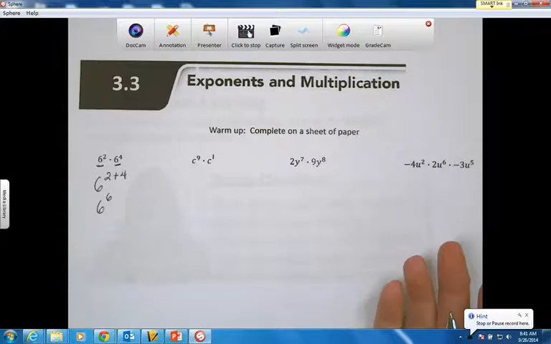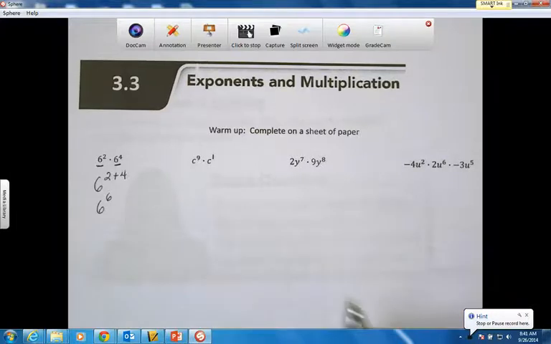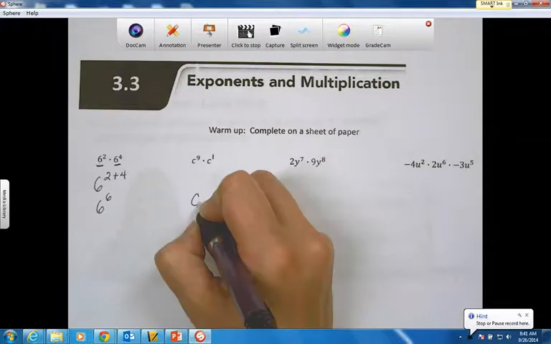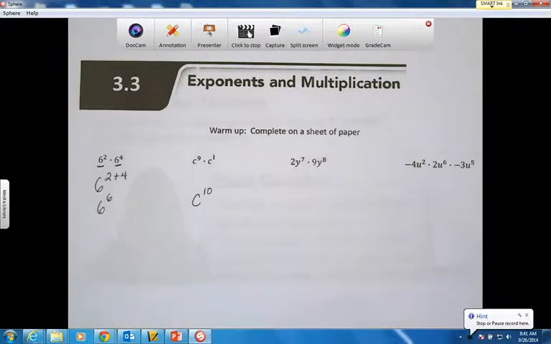There we go. Okay, then I put numbers in front of it, and I said, okay, so now we're going to do the same thing. We're going to take care of the y's. Y's have a 7 plus an 8, and 7 plus 8 is going to give me 15. And then I'm going to multiply my numbers. So 2 times 9 is 18.